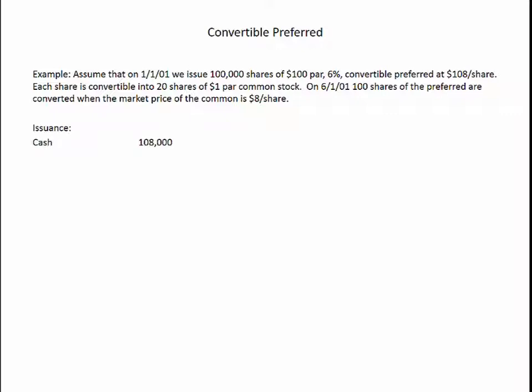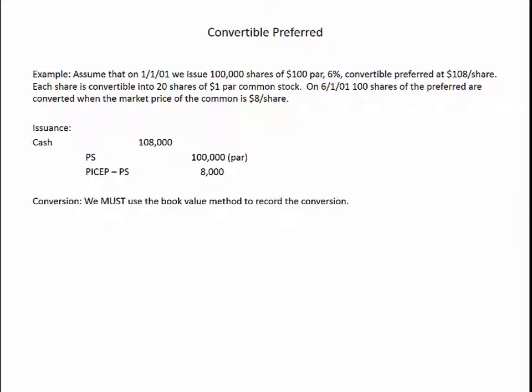At the issuance, we're going to treat it like any other issuance of preferred stock. We take in $108,000 from our shareholders. Preferred stock goes in at par value, $100 per share times 1,000 shares, and the excess goes to paid-in capital in excess of par, preferred stock. Now, in the case of the conversion of preferred, we must use the book value method. This is an equity transaction. We can't have a gain or a loss on an equity transaction, so we can't use the market value method.